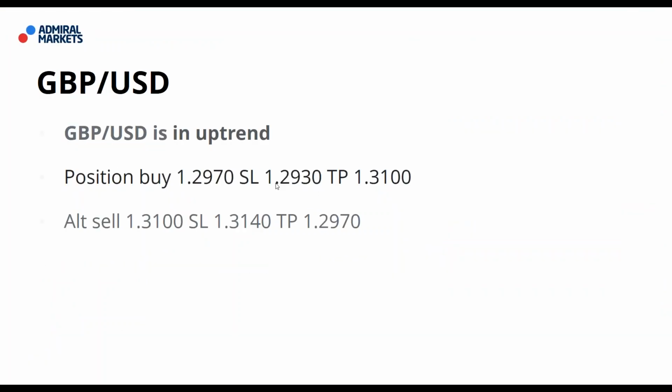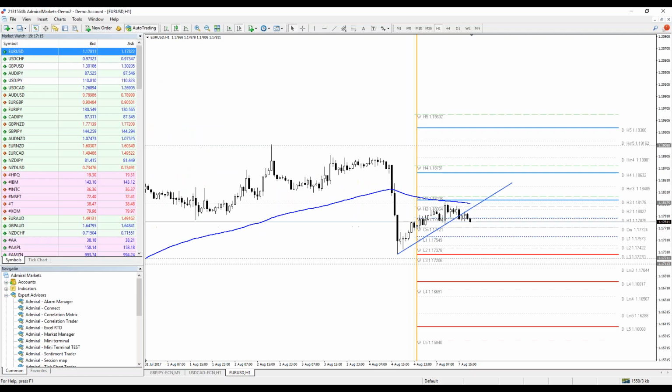Next is pound dollar. It's in an uptrend, but we might see a correction. 29.70 is a positional buy. 29.30 is the stop loss. 31.00 is the TP. Alternative sell is 31.00. Stop is 31.40. TP is 29.70. So we might see potentially nice setups from pound dollar. This is pound dollar.